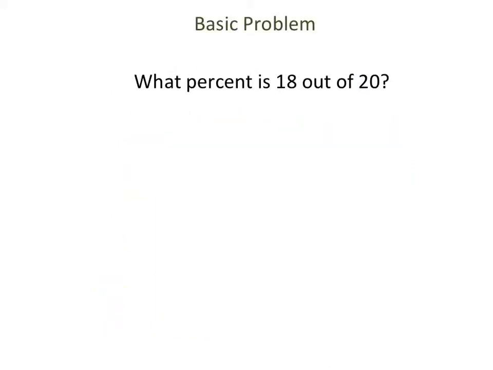Here's an example of a basic problem. Remember, we're going to circle the percent, and we're also going to label the part and whole. The percent that I'm circling: what percent is 18 out of 20? That's actually the thing I'm going to find out, so I'm circling the question, what percent? And then 18 out of 20, "out of" right here, is a really good clue that I'm looking at the whole, and 18 is the part.